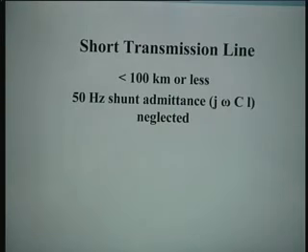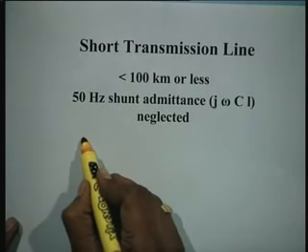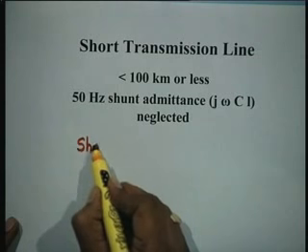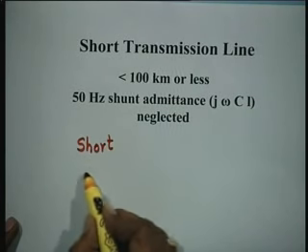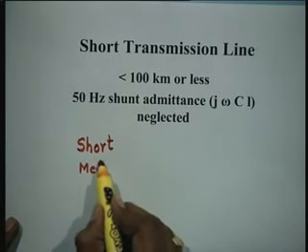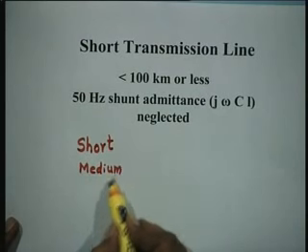What is a short transmission line? There are 3 types of transmission lines. What are those 3 transmission lines? Short, very good, medium and long.